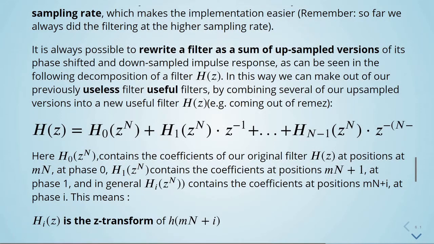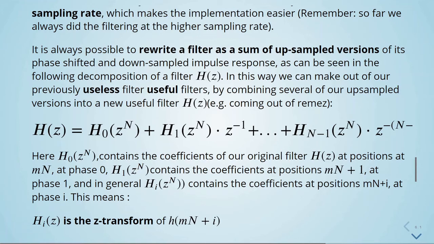So this is what we're doing now. We are rewriting a filter as a sum of upsampled versions of its phase shifted and downsampled impulse response. So we see there is phase 0, phase 1, and so on. Here this H0 contains the coefficients of our original filter at positions m times capital N. So this is phase 0. Then this H1 contains the coefficients at position m times capital N plus 1. So this is phase 1.